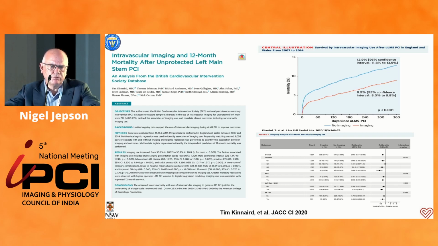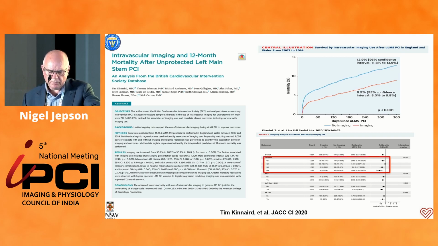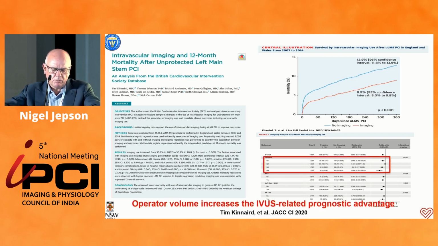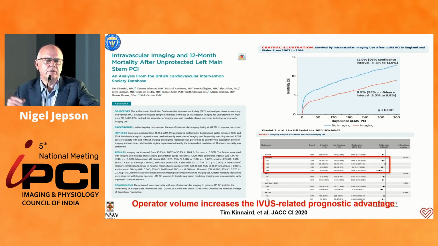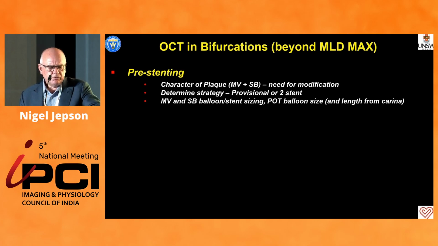We had an absolute risk reduction of mortality at 12 months with IVUS-guided intervention in a very large registry, not randomised, over 11,000 patients. And the added value of imaging is seen with operator volume experience. So as the operator volume increases, the IVUS-related prognostic advantage is exemplified. So again, it's not just imaging, it's actually integrating the information from imaging and applying it to the procedure from beginning to end.